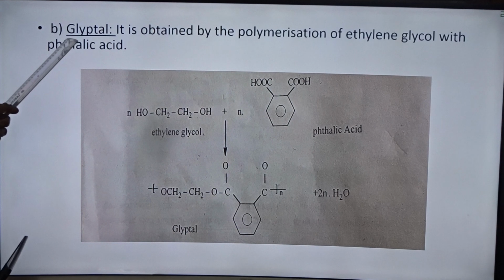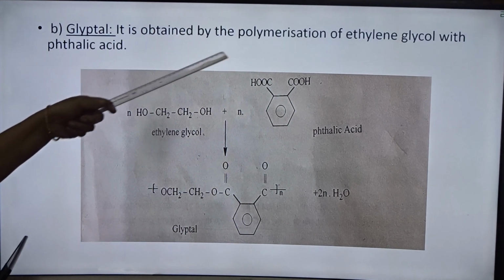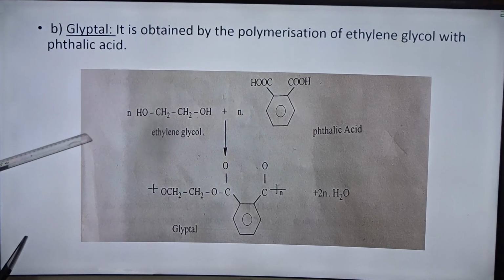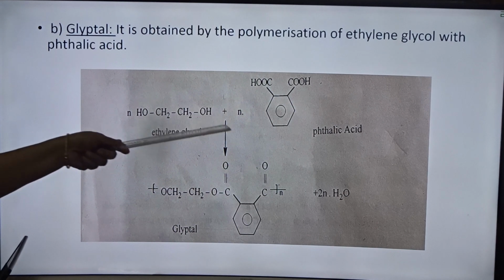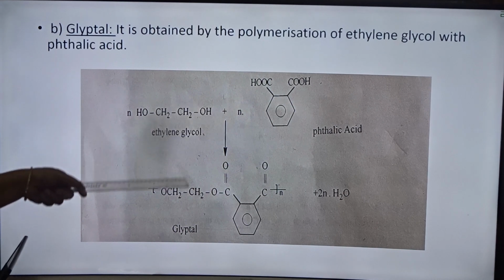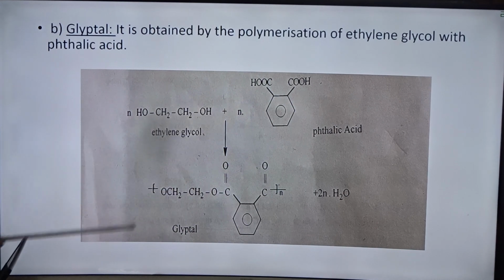Next, Glyptal. It is obtained by the polymerization of ethylene glycol with phthalic acid. So, ethylene glycol and this phthalic acid on reaction, on polymerization, you are getting Glyptal, the fiber.